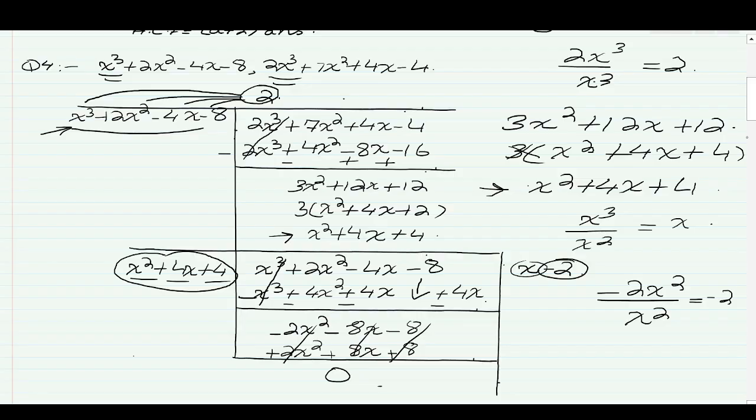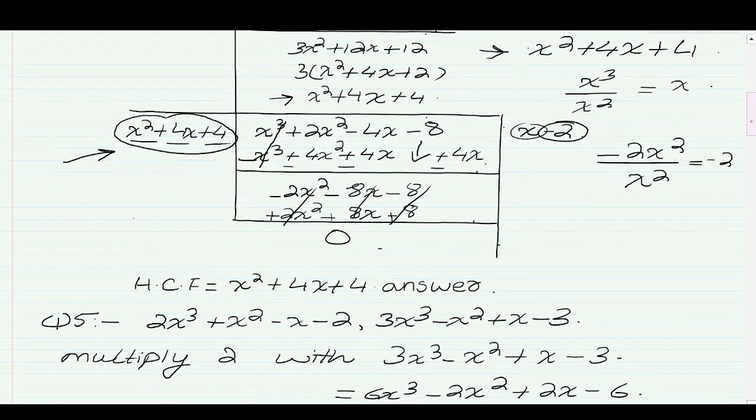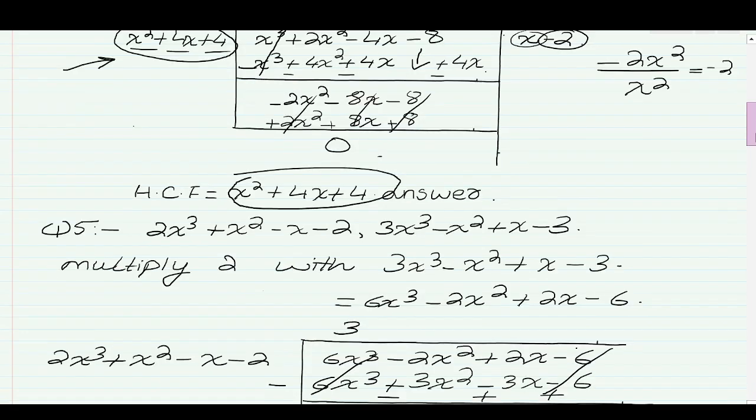So what does that leave us with? That means that our new divisor, which was x square plus 4x plus 4, will be the answer to our question. This will be our HCF. That is why this is the answer. Now let's move on to question number 5.